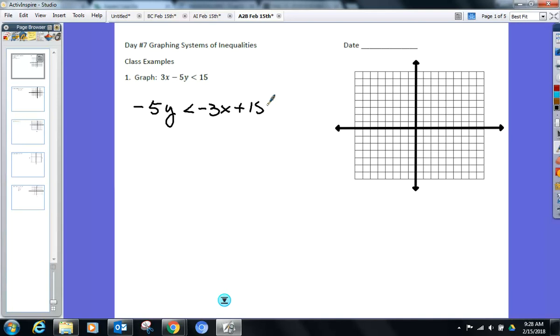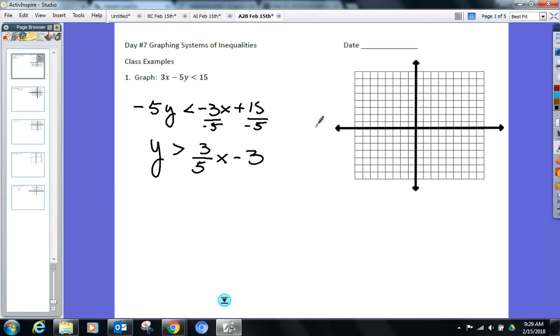Divide by, time out, everyone. Divide by a negative 5. When you divide by a negative with the inequality, the sign gets flipped. So it's going to be y greater than, now you're going to divide each of them by negative 5. So what happens here? Negative 3 over negative 5 is 3/5 x, positive. And then 15 divided by negative 5 is minus 3. Here we go.